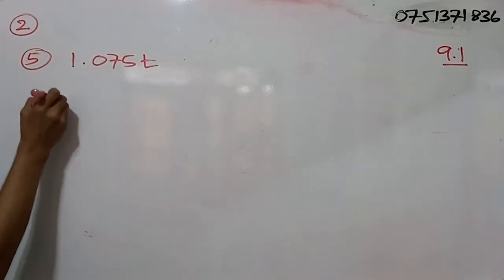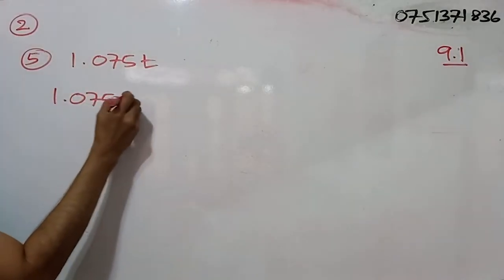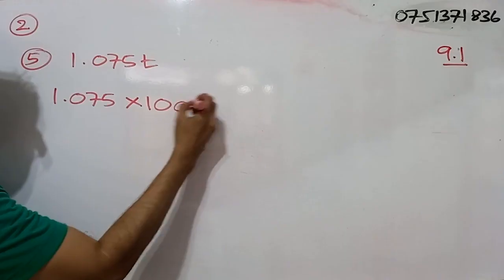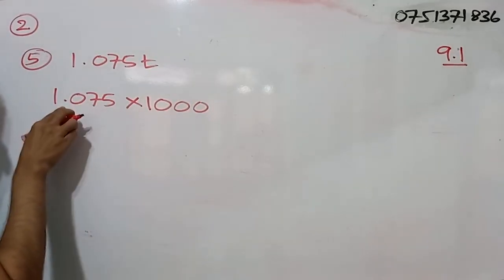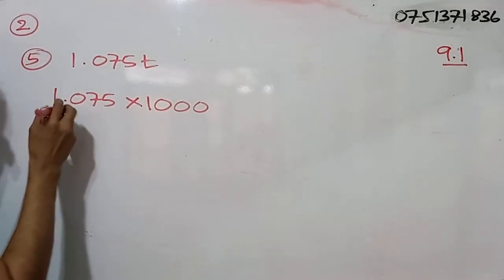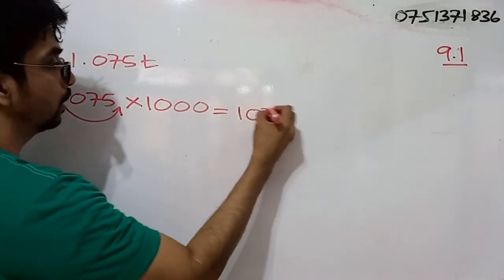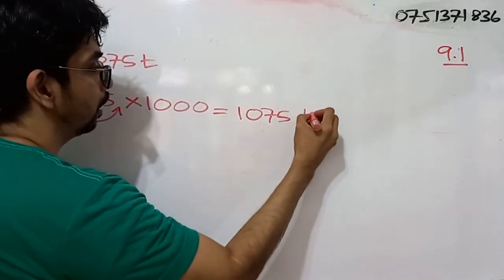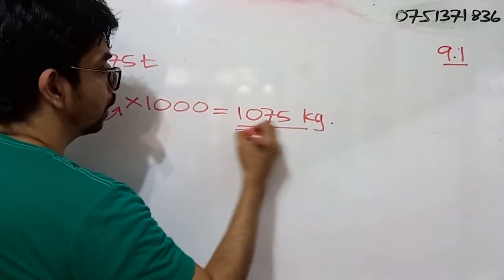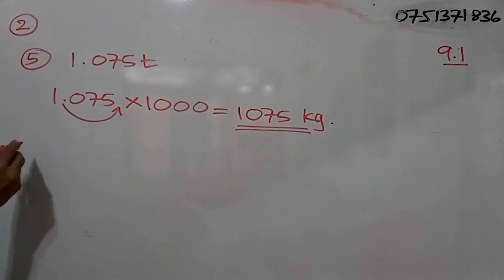Part 5, we have 1.075 tons. So 1.075 we have to multiply by 1000. So when we do the multiplication, what happens? This decimal point ends here, right? So the answer is 1075 kilograms.